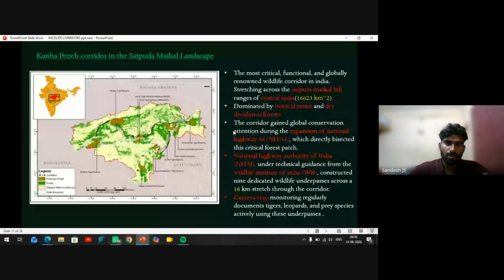The National Highways Authority of India, under the technical guidance of the Wildlife Institute of India, constructed 9 wildlife underpasses along a 16-kilometer stretch through the corridor for the safe passage of wildlife. Camera trap monitoring regularly documents tigers, leopards, and prey species actively using these underpasses. This corridor connects Kanha National Park to Pench National Park. This is the route map of the tigers and other species using the pathway for their migration.